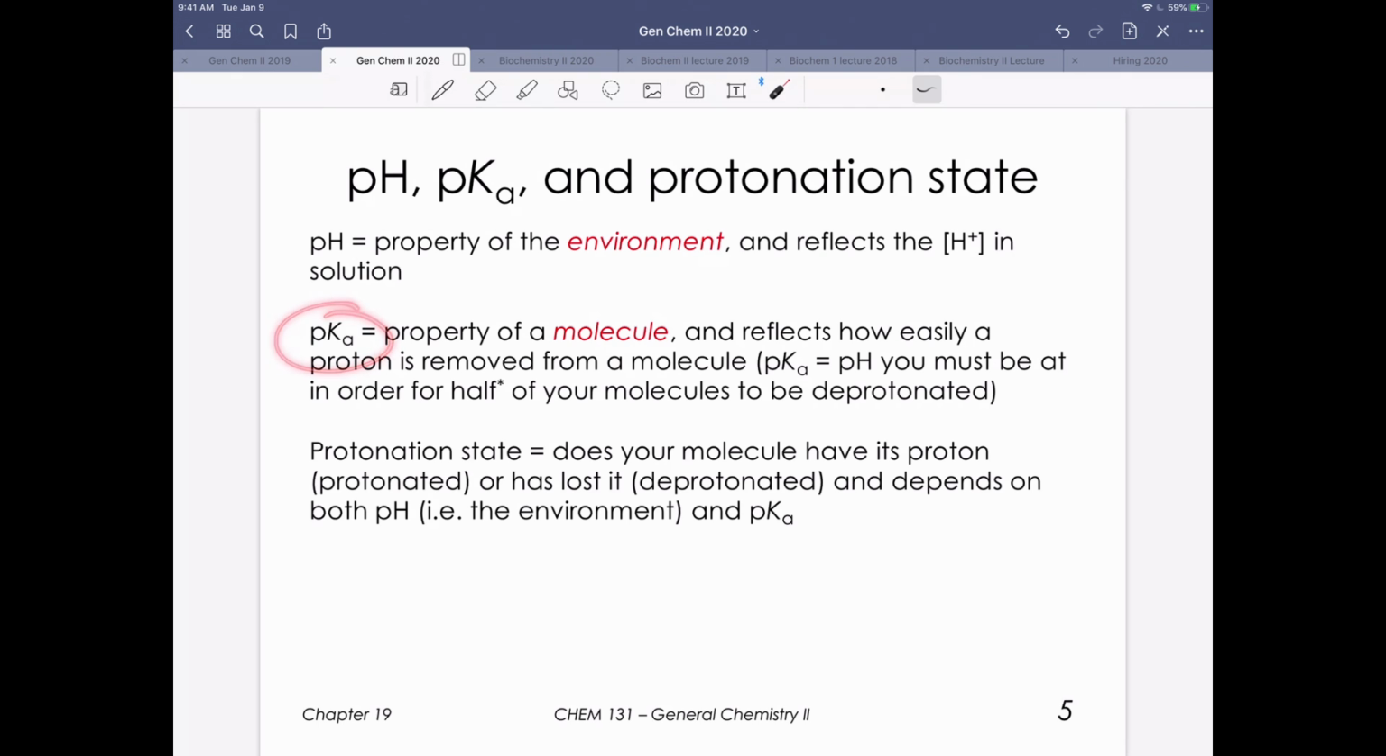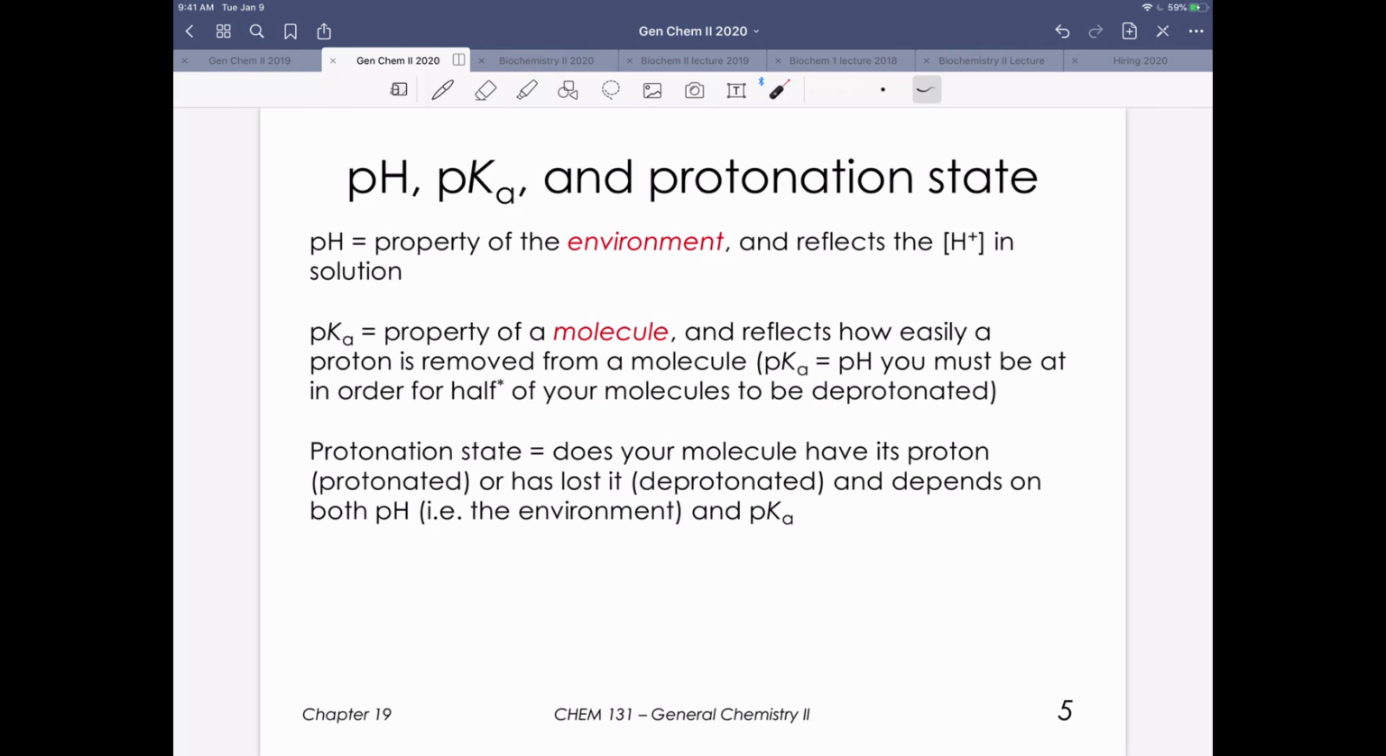When we talk about pKa, you can think about pKa as being a property of a molecule. It really reflects how easily a proton is removed from a molecule. That is, how tightly is that proton held onto by that molecule. So again, there is a relationship between pH and pKa, and you can think of pKa as being the pH you need to be at in order for half of your molecules to be deprotonated.